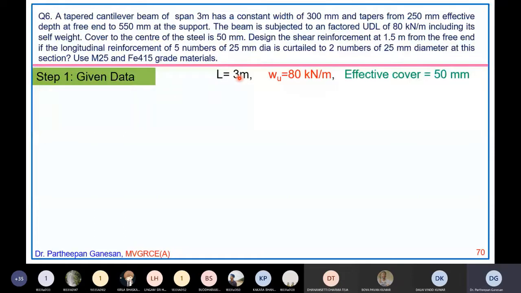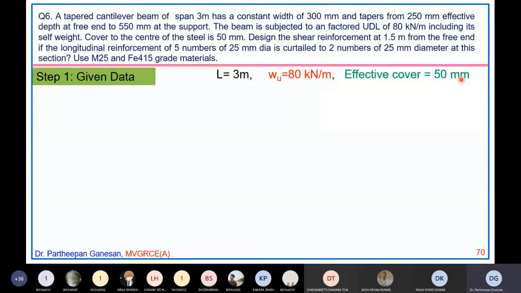Span is given. Nothing else is mentioned, so it's a clear span. And the load given is that the beam is subjected to a factored UDL. Factored UDL including self weight is given, so it is the total Wu, 80 kN per meter. Effective cover is given as 50 mm. Right. And M25, Fe415 is given.